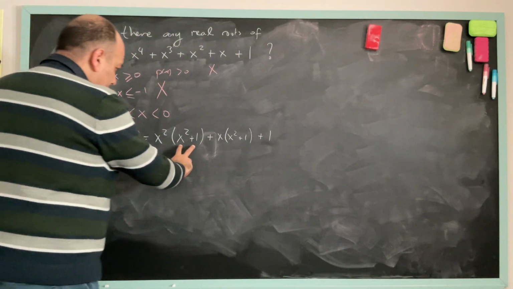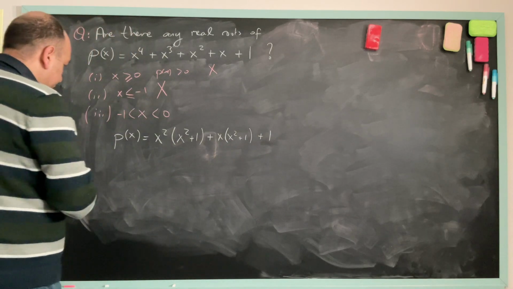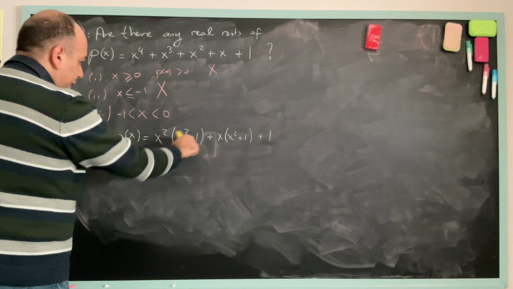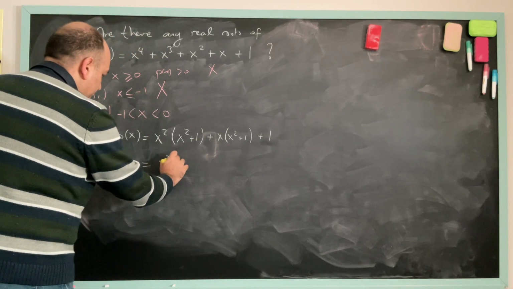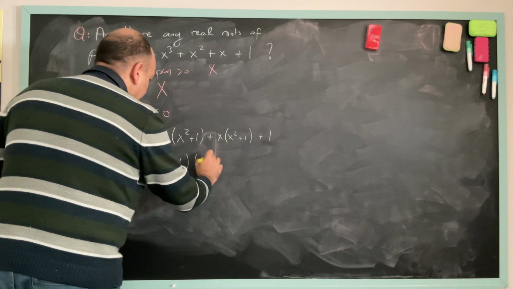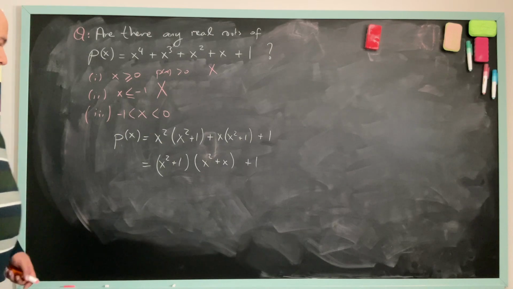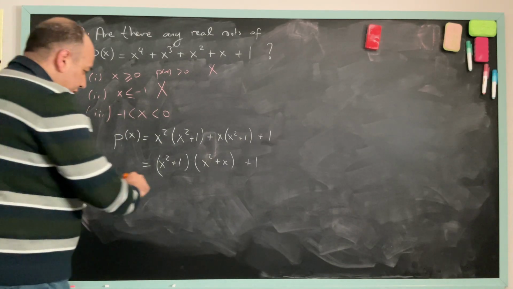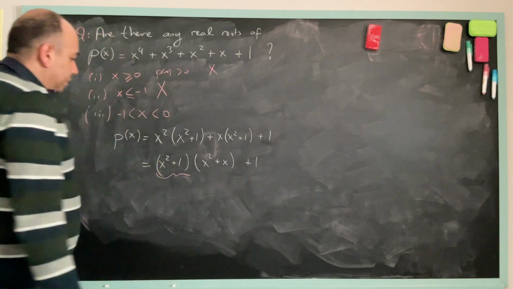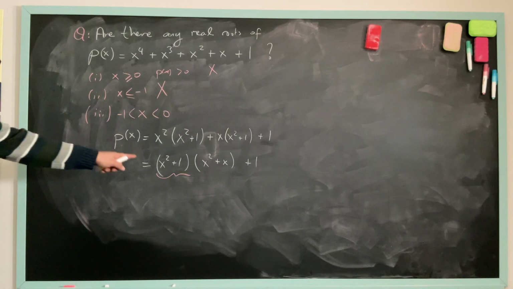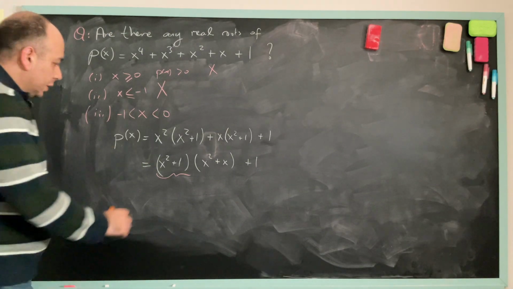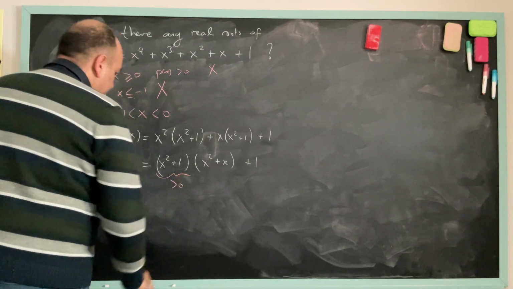Okay, so I can combine these two terms now. So they both have x squared plus 1. So x squared plus 1 parentheses, I have x squared plus x, then plus 1. Okay, so if I look at this function here, x squared plus 1, this is always larger than 0 in this interval, right? So this is always larger than 0.